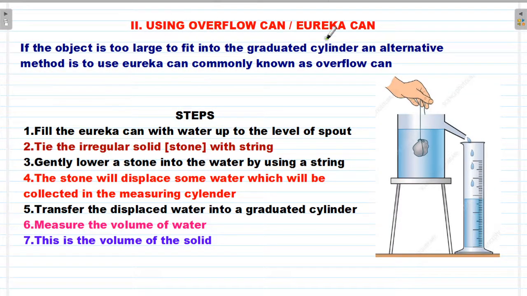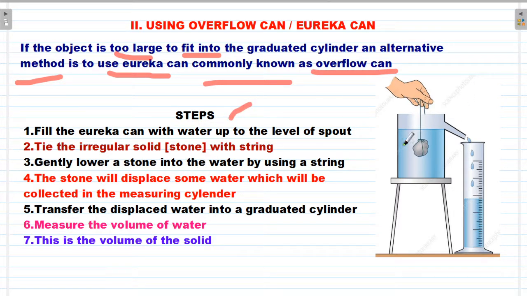The other method is using an overflow can or eureka can. If the object is too large to fit into the graduated cylinder, an alternative method is to use the eureka can, commonly known as the overflow can. These steps are necessary to find the volume of objects too large to fit into the graduated cylinder.